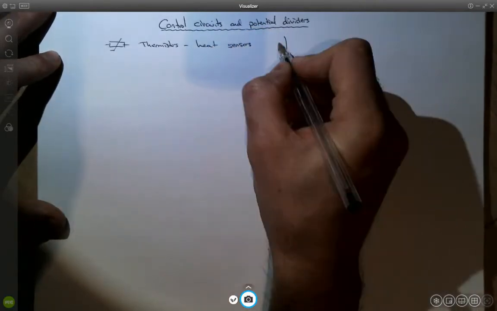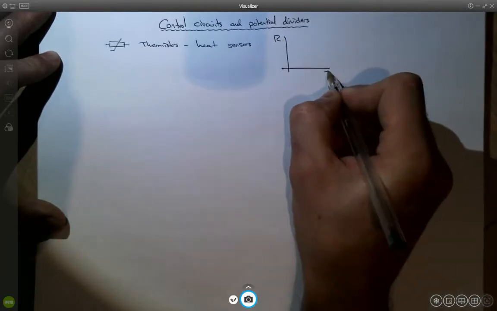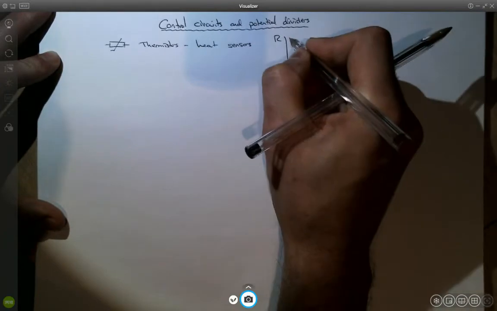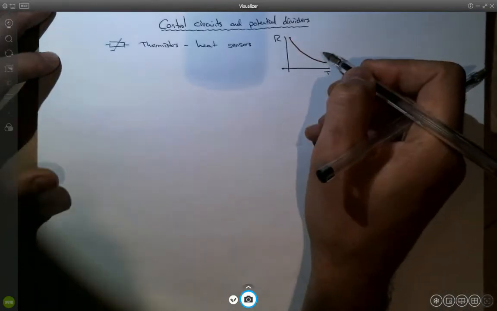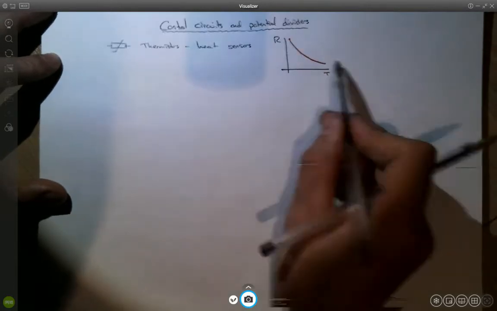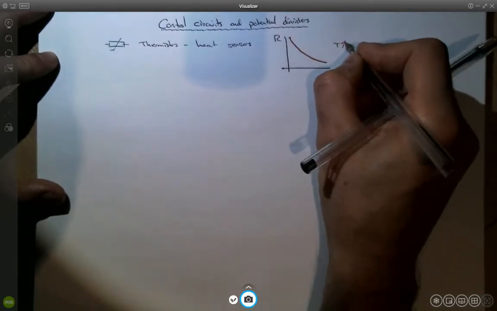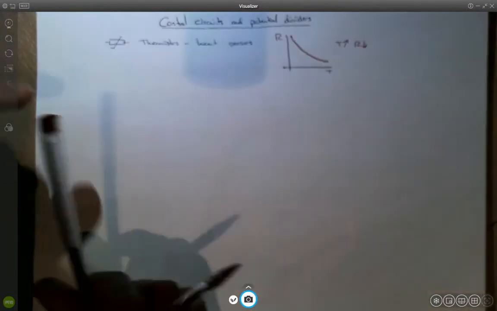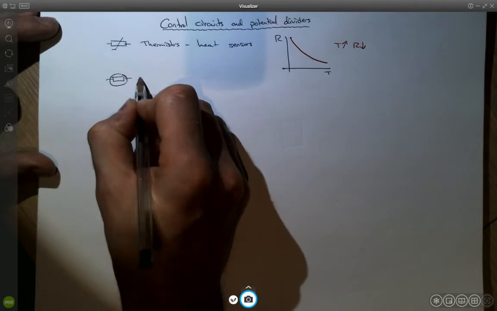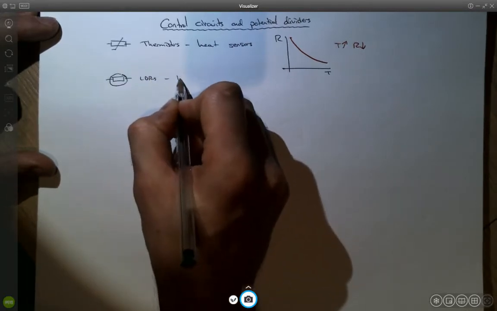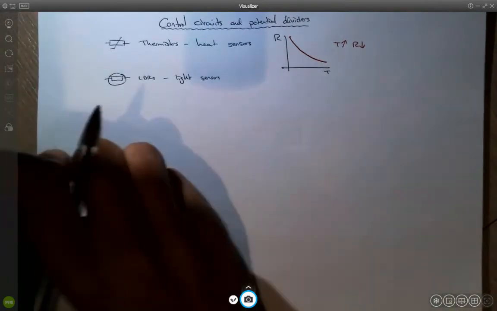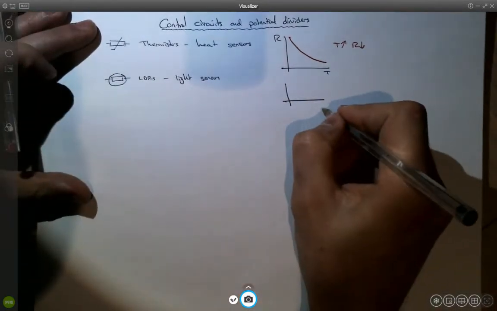They're basically heat sensors. And the graph of resistance against temperature looks a bit like this. Students don't need to know mathematically what this relationship is. It's not inversely proportional. They just need to know there's a curve, and as temperature increases, resistance decreases, or the reverse.